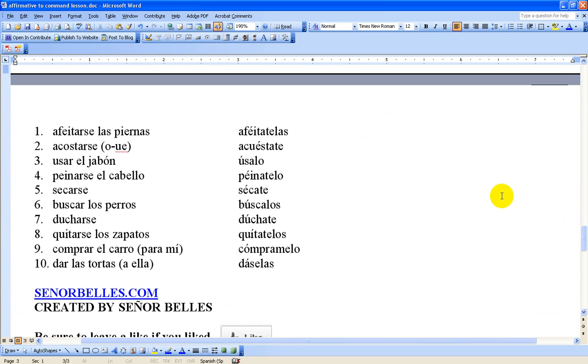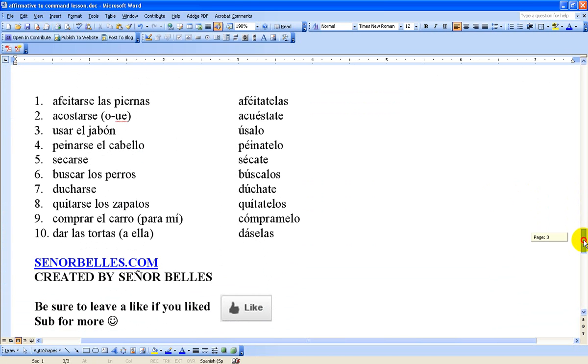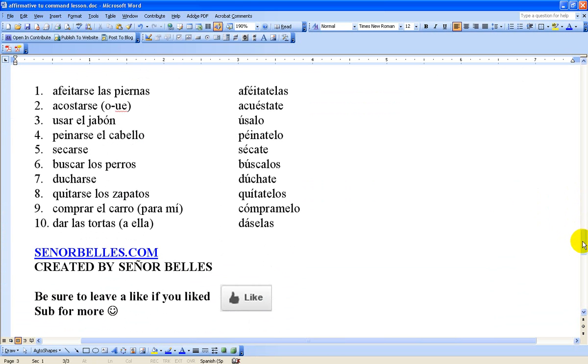Okay, I'm just going to read the answers to you after I'm done. If you have any questions about my answers, or you think I got one wrong, or if you're not sure why you got one wrong, just leave a comment and I'll get back to you promptly, okay? Aféitatelas. Acuéstate. Úsalo. Péinatelo. Sécate. Búscalos. Dúchate. Quítatelos. Cómpramelo. Dáselas. Those are the answers.